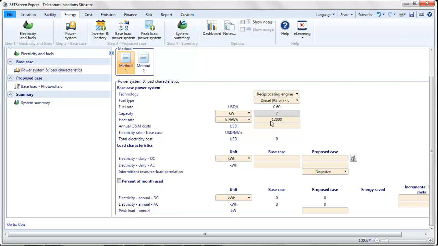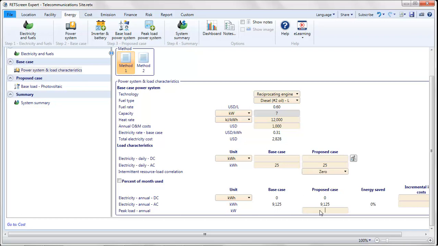expressed using the convention of the lower heating value, required to generate 1 kilowatt hour of electricity. For the annual O&M costs, we indicated that they're about 1,000 US dollars per year. Remember, this diesel-fired generator is operating 24 hours a day around the year, so there's going to be some maintenance required. For the daily electricity requirement, it's all AC, 25 kilowatt hours, in both the base case and the proposed case. And I'm going to assume that it's operating all the time, day and night, so there's zero correlation between the availability of solar energy in the proposed case and our load.